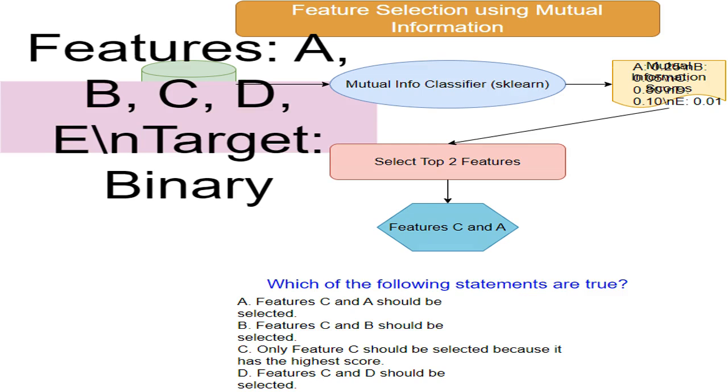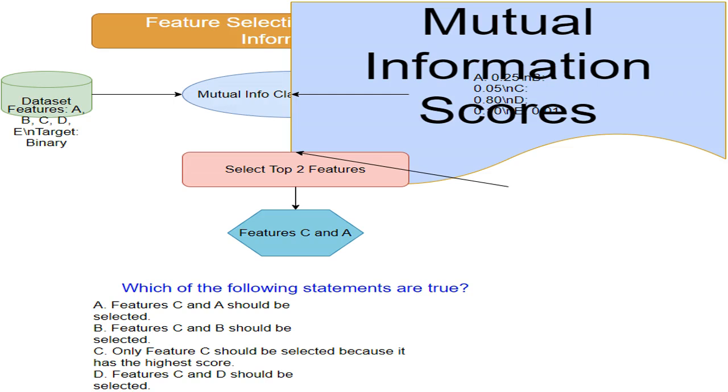This explains the kind of data I am working with. I have 5 features A, B, C, D, and E, and a binary target variable, meaning the outcome will be one of 2 possibilities. These are the results from mutual_info_classif.